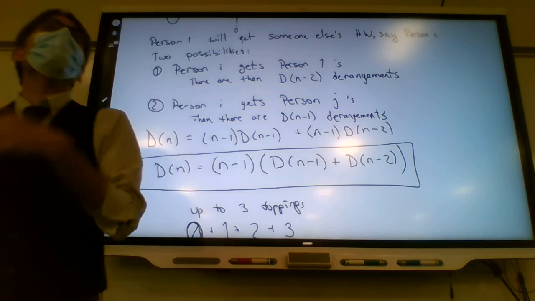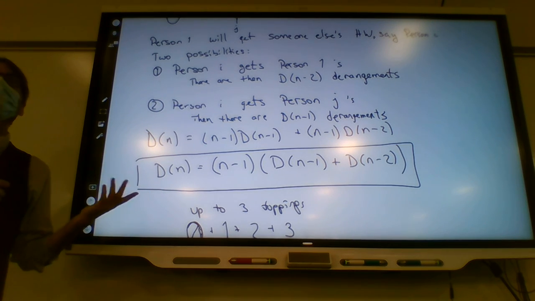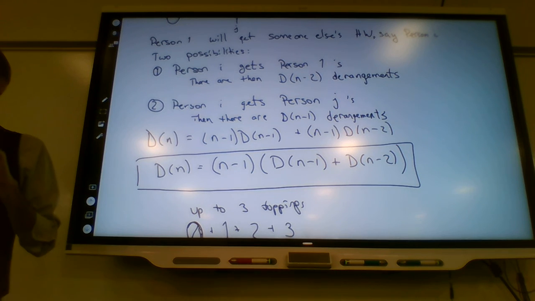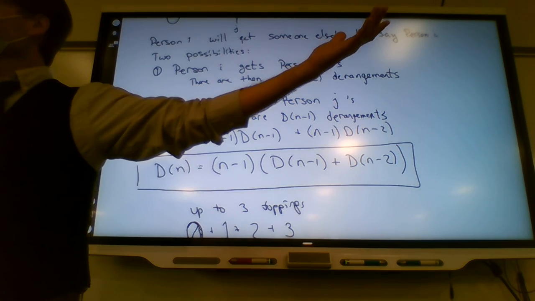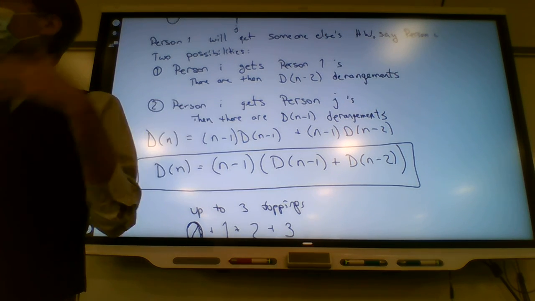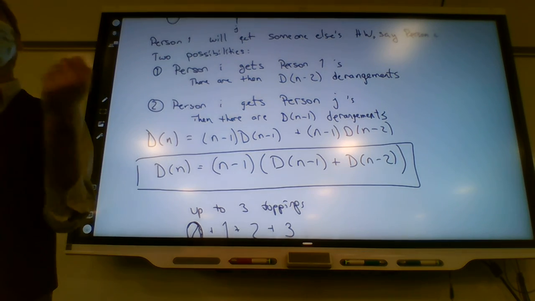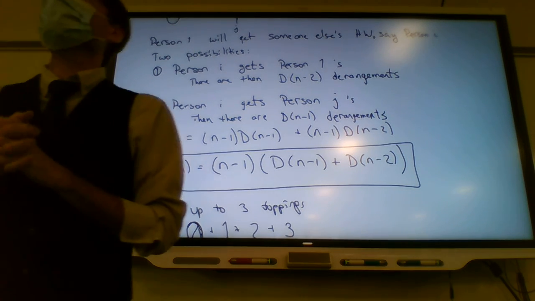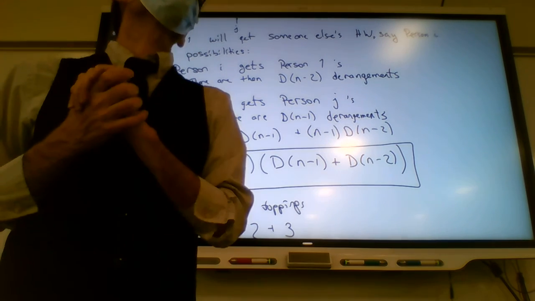Can you always do it? As long as you have enough people, and how many people do you need? You need at least two. Once you have two people, there is at least one derangement possible. And the more people you have, the more are possible. But you still have to be careful, because a lot of ways of passing around things wouldn't necessarily end up with everyone getting someone else's.